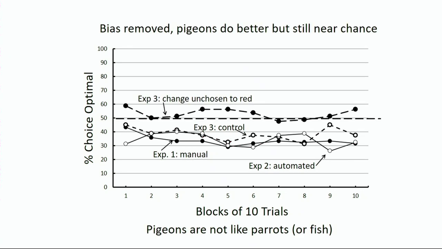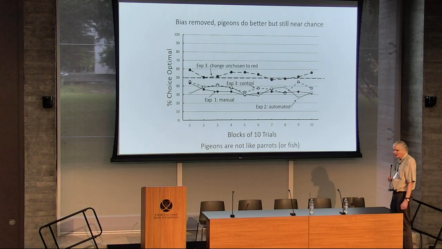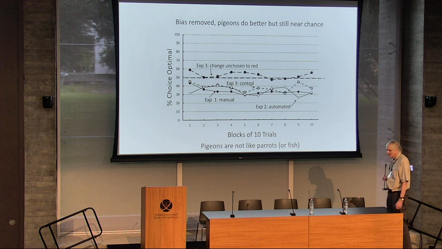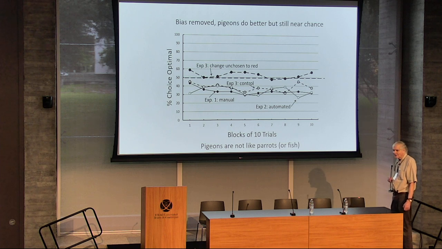Here is the experimental group, and they do much better. They're at chance. They're not showing the same bias, but they're also not learning it. And so pigeons are not like parrots or fish. They are more like primates that way, presumably. We don't know exactly. All right.